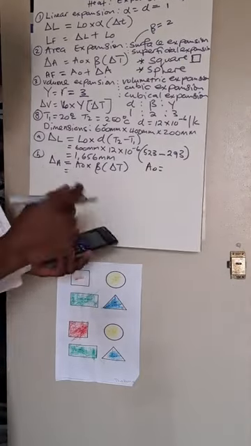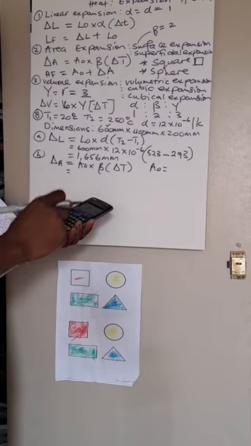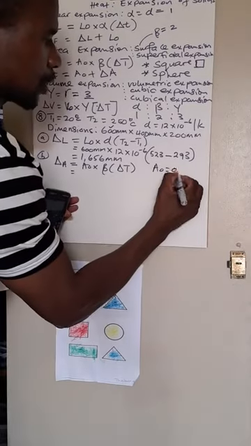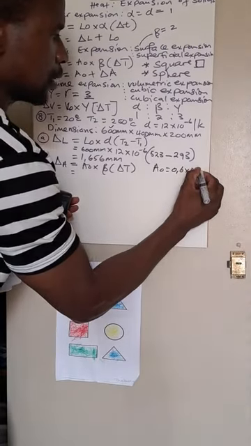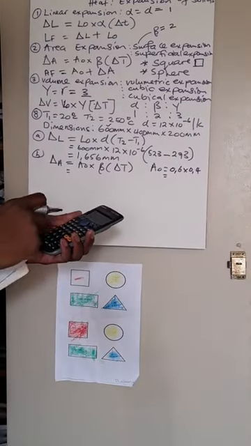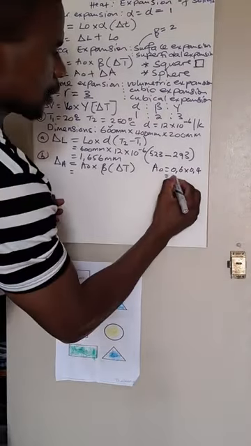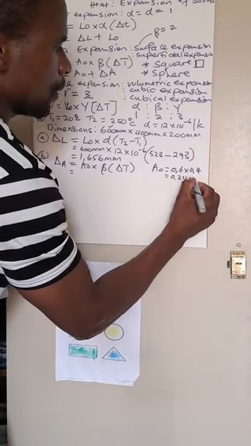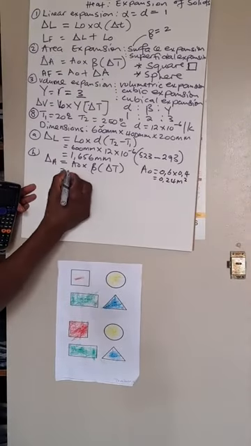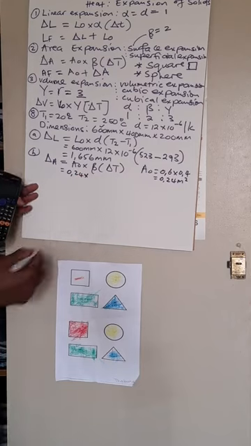So our area now becomes the original area. If we divide 600 by 1,000, changing millimeters to meters, we have 0.6 times 0.4, which becomes 0.4 times 0.6. We are getting 0.24 meter squared. So we come here, 0.24 meter squared times our beta.